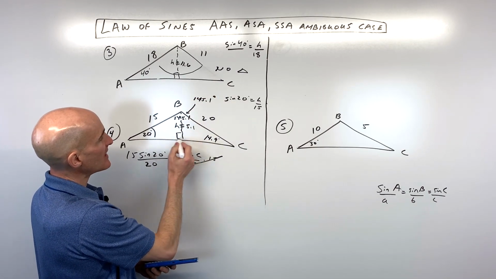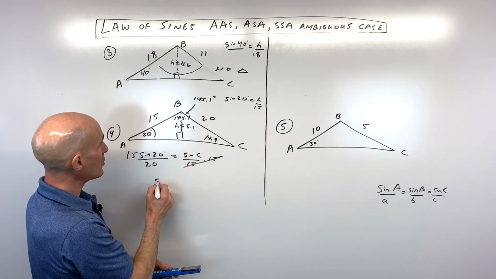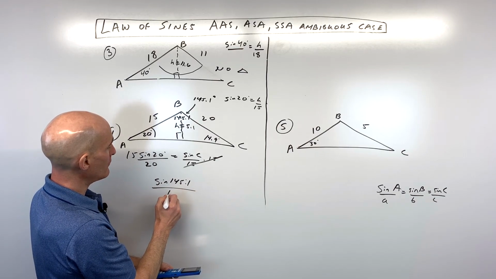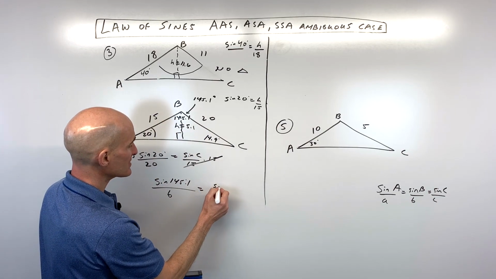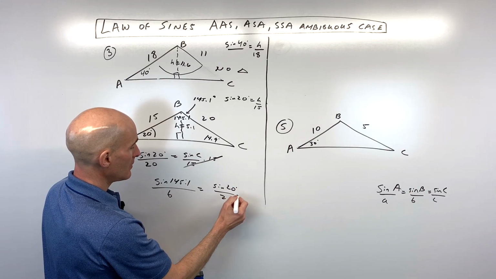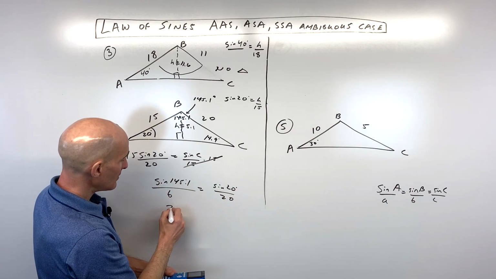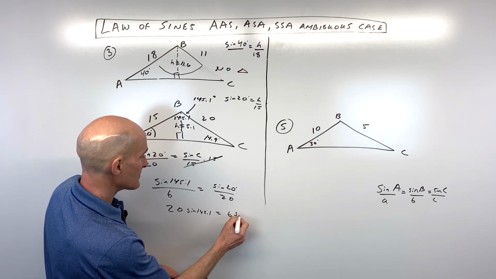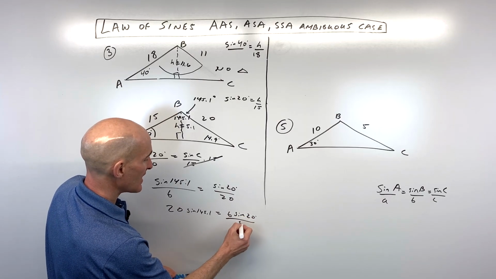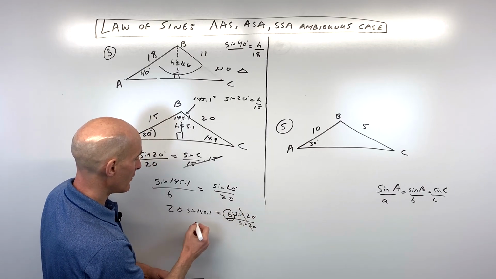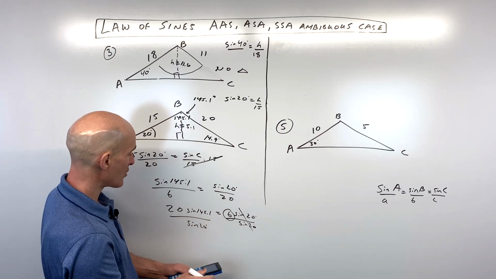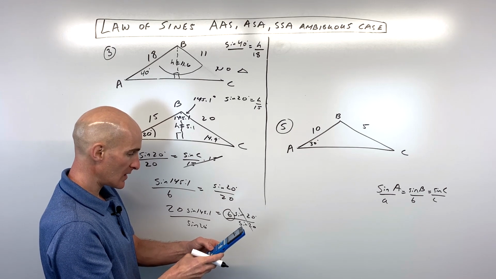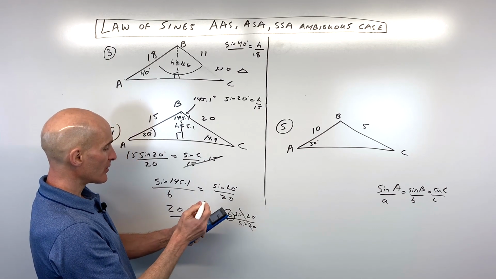And now we just have to solve for the side across from angle B using the law of sines again. So we have sine of 145.1 all over B equals sine of 20 over side 20. Okay, so let's cross multiply. 20 sine 145.1 equals B times the sine of 20. Divide both sides by sine of 20 to get B by itself, and we'll have solved this triangle. So 20 sine of 145.1 divided by sine of 20. Okay, I'm getting about 33.5.